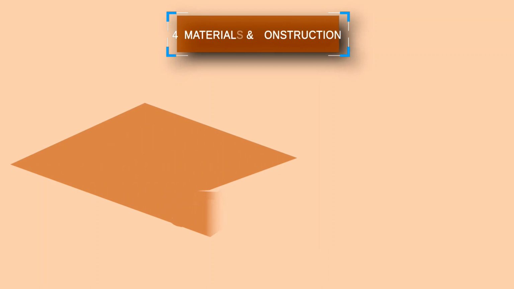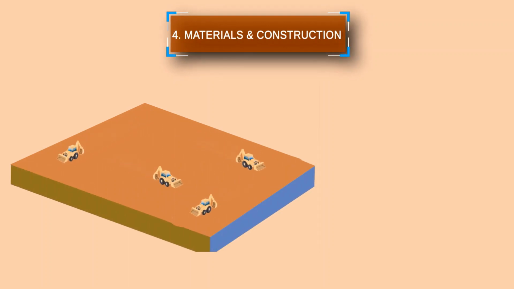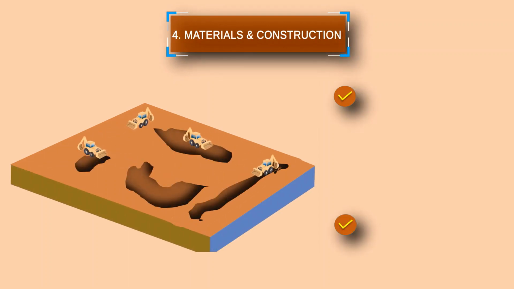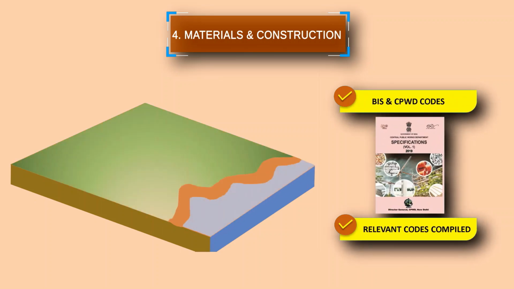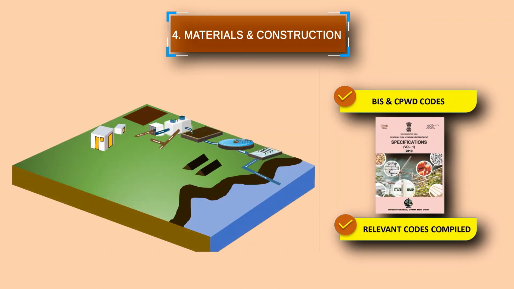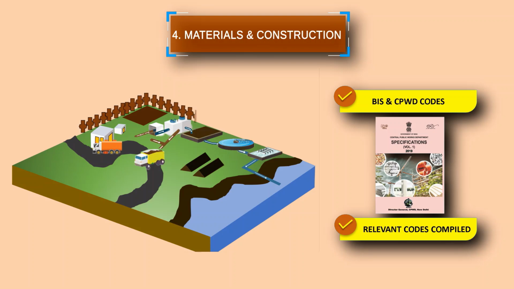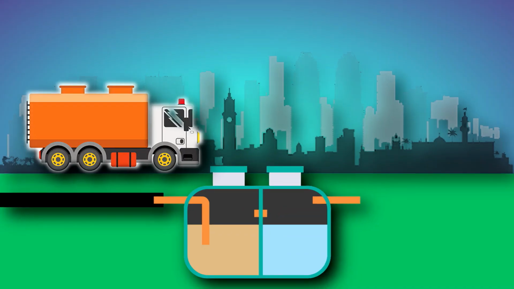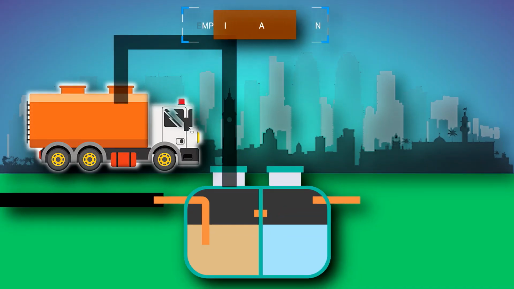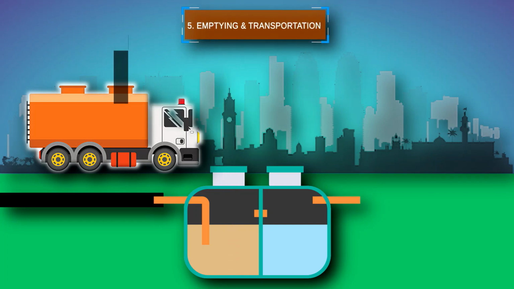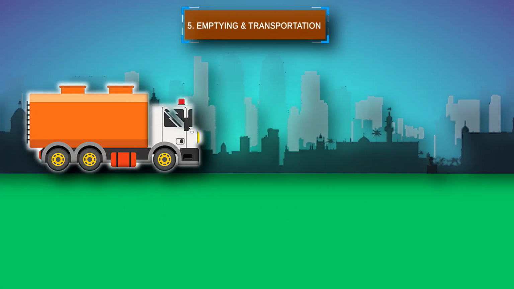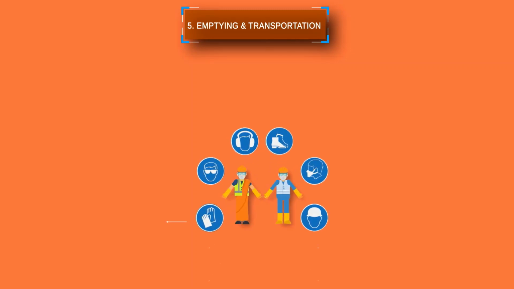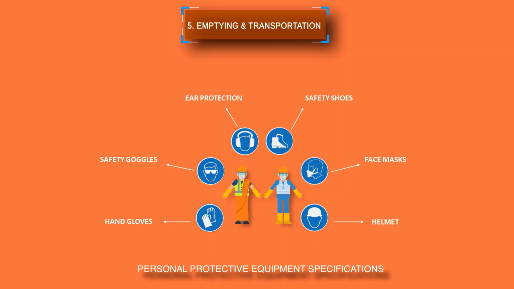The third set of specifications are about materials and construction process. Our contractors and engineers are very familiar with codes specified by BIS and CPWD. The relevant codes for all the treatment processes specified earlier have been compiled for easy reference. The fourth and last set of specifications relates to fecal sludge, emptying and transport equipment specifications. A critical aspect of this is specifications for personal protective equipment to be used by desludging workers.